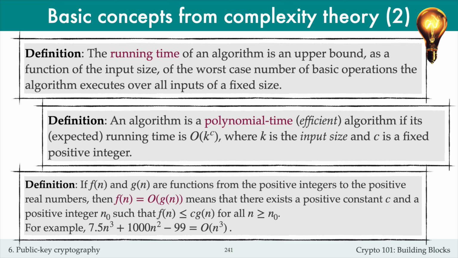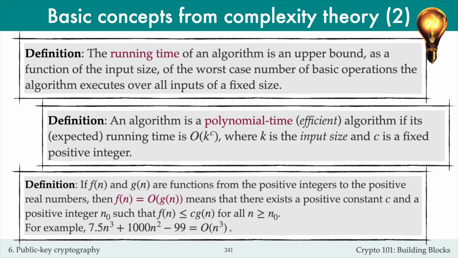In other words, the function values f of n are upper bounded by a constant times the function values g of n for all sufficiently large n. For example, the polynomial on the left is big O of n cubed because as n gets large, the dominant term is 7.5 times n cubed, and the big O notation suppresses the constant 7.5.